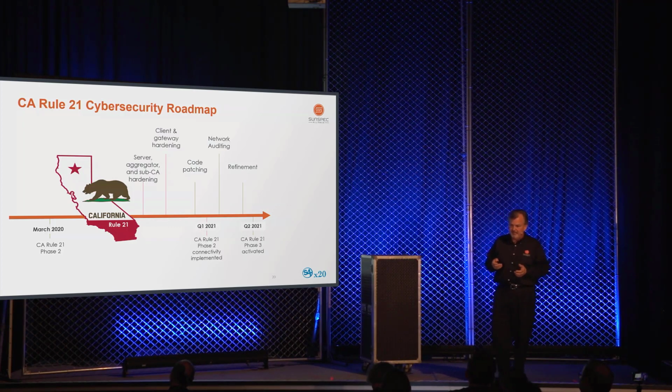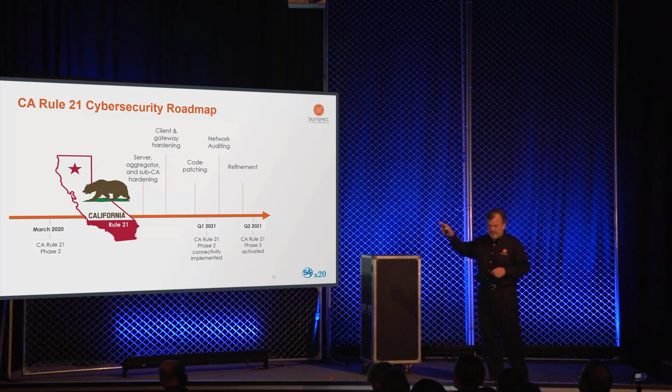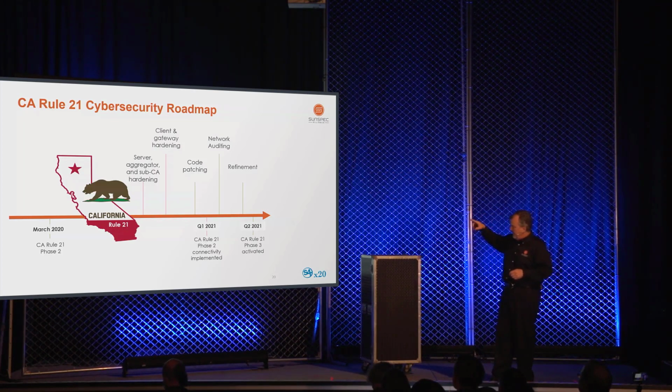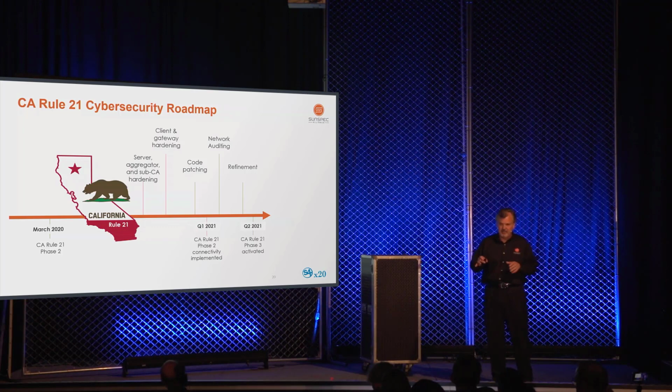But then the real fun happens. So remember all that stuff in the lower right-hand corner of the threat assessment? This is the time when we start to pay attention to that, specifically the server, the aggregators, subCA hardening, well, that's already happening. But really, all the focus has been on data in flight, not too much on data at rest. So by hardening, that's going to include some physical measures here as well. Client and gateway hardening on the same principle.